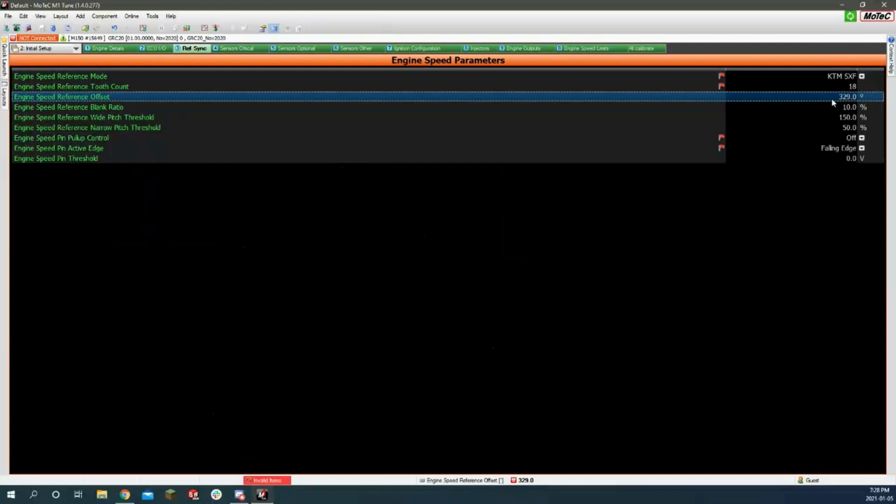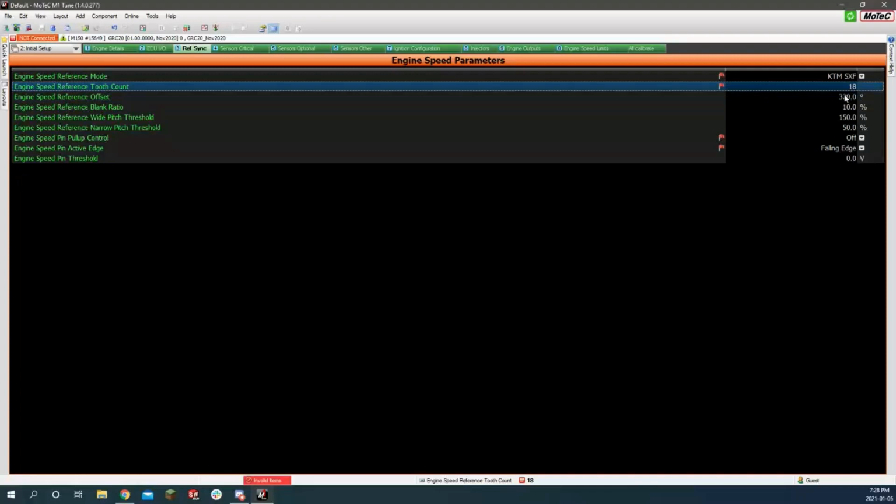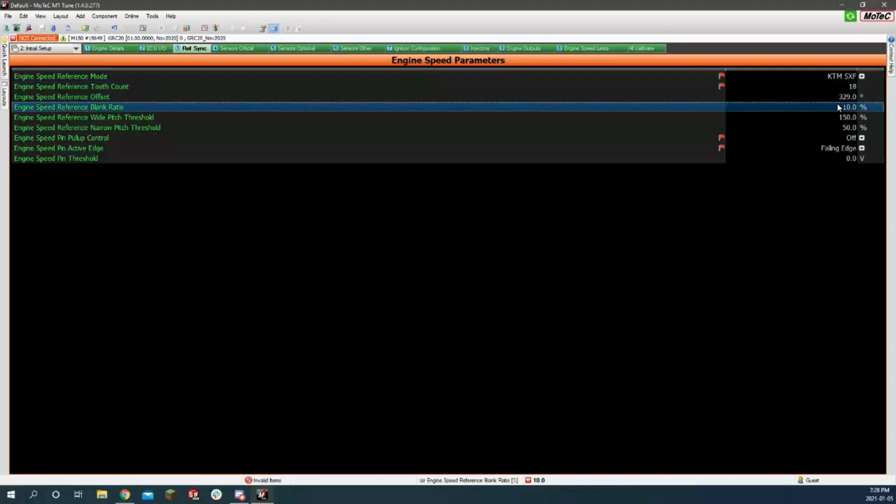We have to tune this, so this is something that we have to measure on the engine and set. That's probably not the final number, but this basically tells where top dead center is, when the piston is at the top of its stroke, and that's in reference to the long tooth, the one of 18 that's extra long.